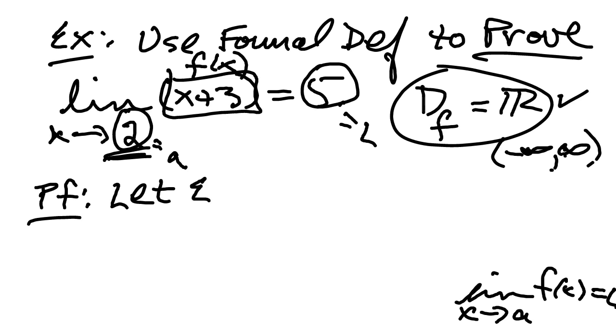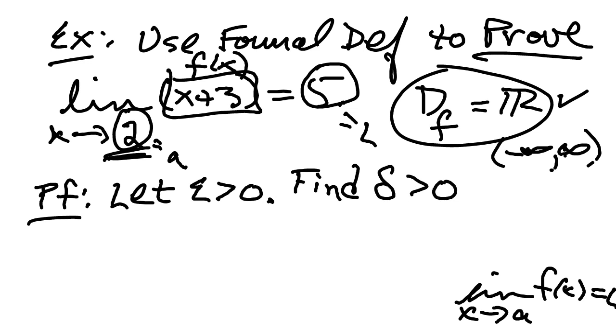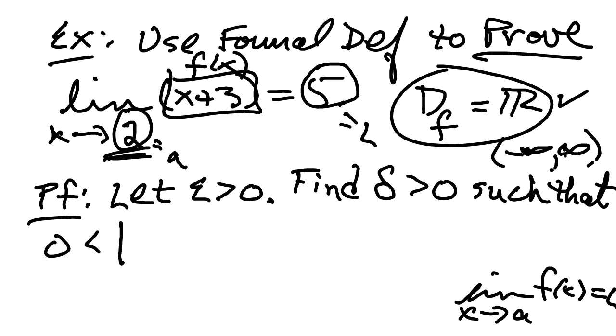So let epsilon be greater than 0. This is any specific tiny number, and what we need to do is find a delta greater than 0. So for any epsilon greater than 0, there exists a delta. We need to find a delta greater than 0 such that what? And then we're going to write out what we have. 0 is less than the absolute value of x minus a. What's a? A is 2. Less than delta would imply or guarantee. So if this, then that, we could just use an arrow.